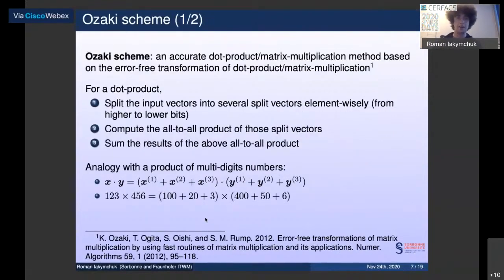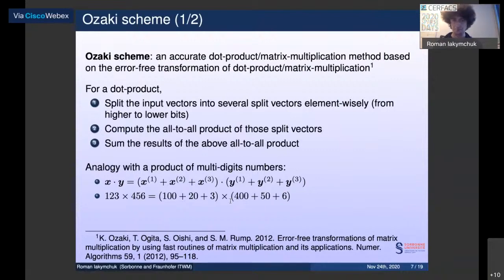The Ozaki scheme is quite nice and suitable for dot product and matrix multiplication, and it is also based on error-free transformations like two-sum. It works as follows. We split a vector into chunks, and we split each element of it. For that, we need to find the maximum, and from the maximum we determine how to chunk it. Here's an example with the multiplication of 123 times 456. You see how we can slice these numbers in order to perform multiplication. After that, we add, and we'll have 8 additions.